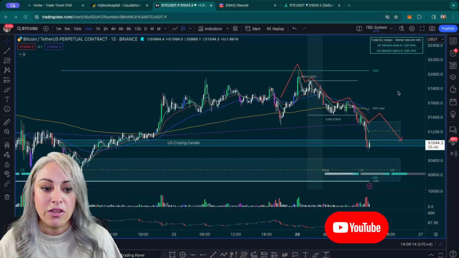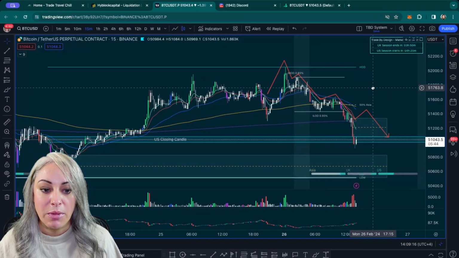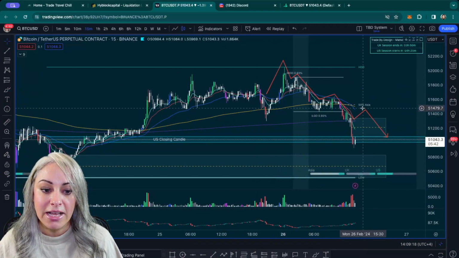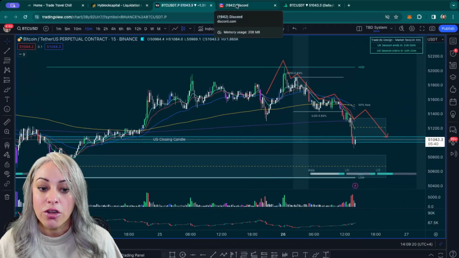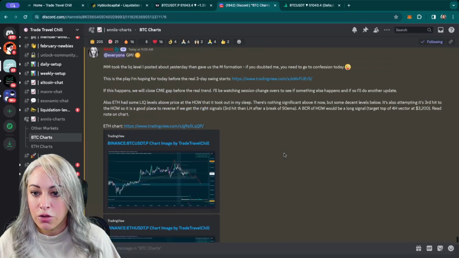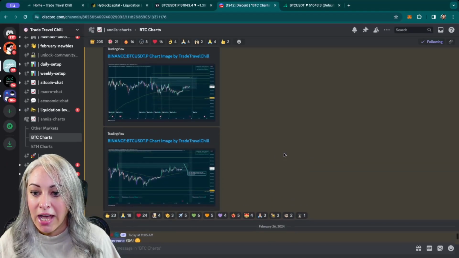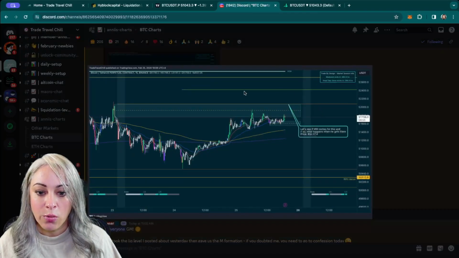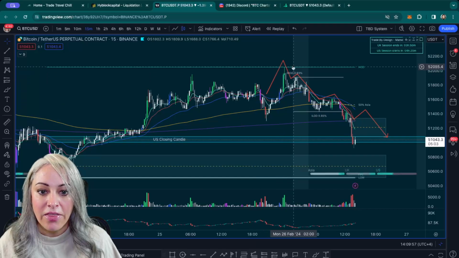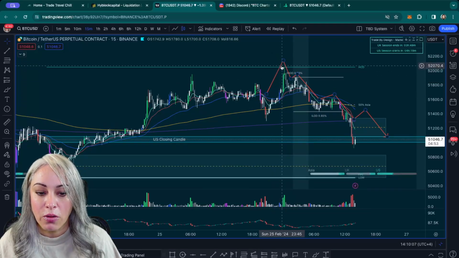So this is Bitcoin on the 15-minute time frame, and you can see here this was a price action idea that I had actually put out to my Discord this morning. You can see here in my chart update last night when we were looking for the false move week beginning that I pointed out that there was a liquidation level here at around the $52,070 mark that was pointing to this orange line right here, and that is where price spiked into to form the false move before the one-day trend.